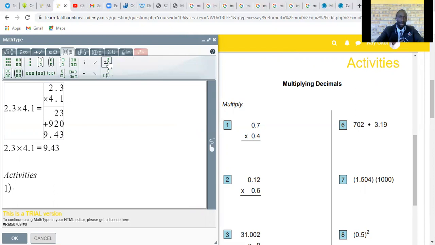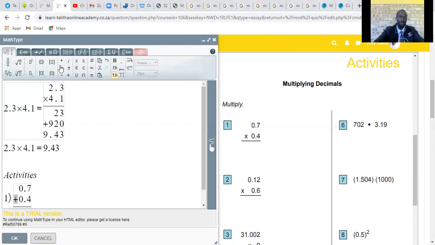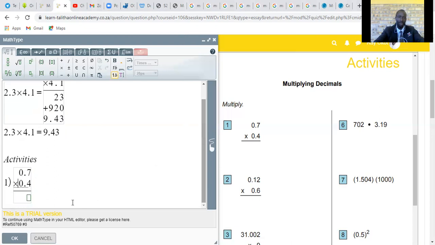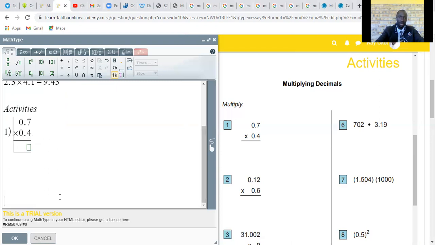So what do we have? Well, we have 0.7 that we have to multiply with 0.4. Okay, so the sign is multiplication, which is right here. Yes, we have to multiply in this first activity. Okay, so how do we then handle the case?